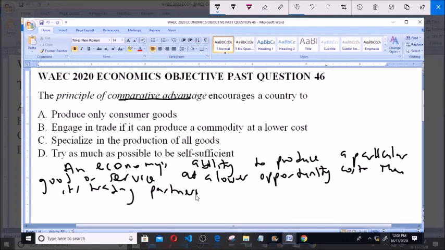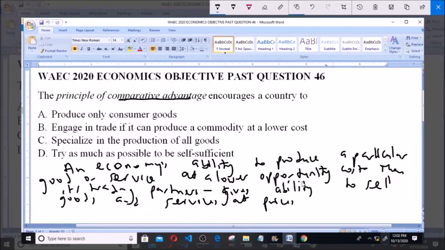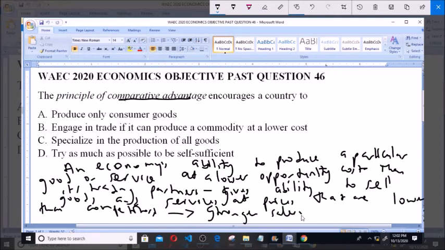Now, the foremost importance of this comparative advantage is that it gives companies the ability to sell goods and services at prices that are lower than competitors, and hence gain stronger sales.